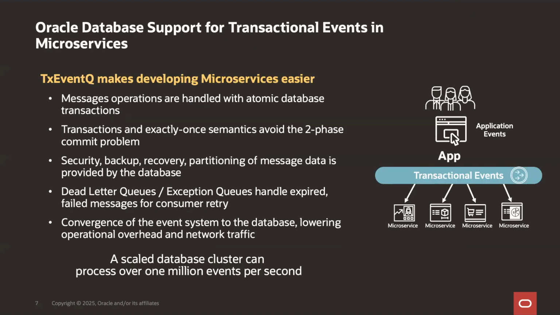So how does transactional event queues make developing microservices easier? When producers or consumers send or receive messages, these message operations are handled with atomic database transactions. The use of transactions with exactly-once semantics allows developers to combine database operations like inserts or updates with message operations, completely avoiding the two-phase commit problem.